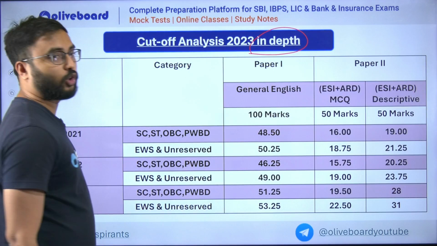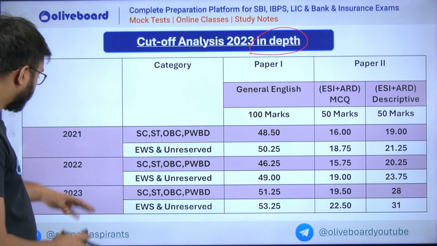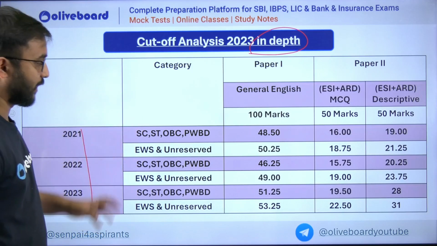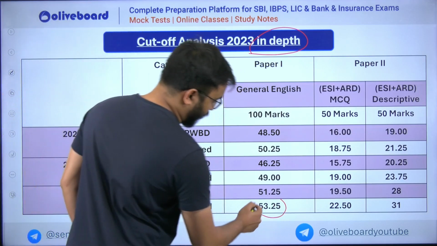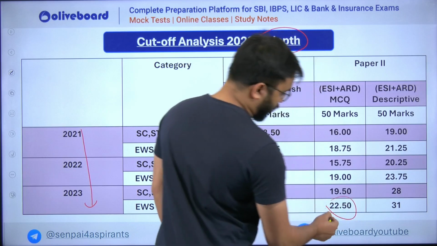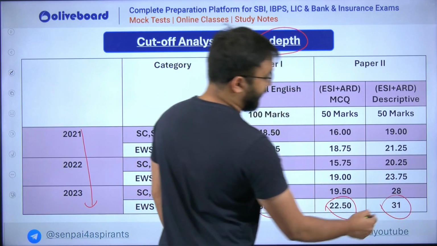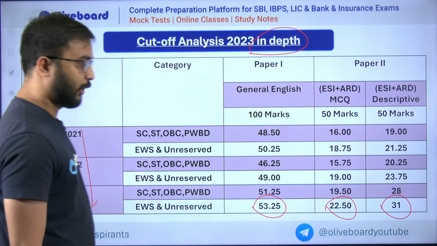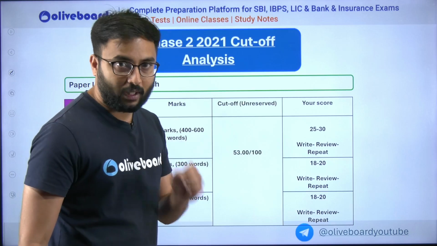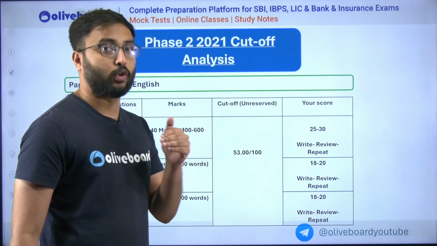By looking at the cutoff analysis in depth. The last 3 years' cutoffs have been given for your overall phase 2 exam. For paper 1, it was 53.25 out of 100. For paper 2 objective part, it was 22.50, and for the ESI and ARD descriptive part, it was 31, as we discussed. So if someone wants to score more than 50 marks out of 100 in paper 1, how will he do that?